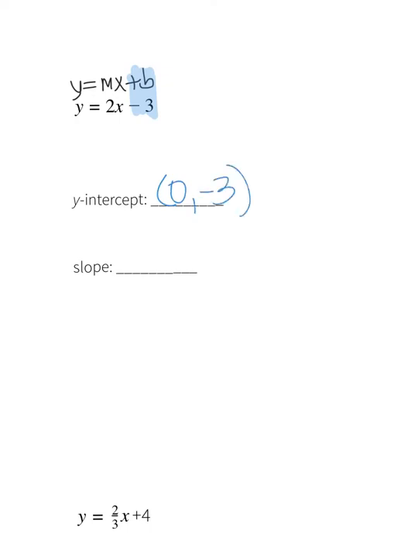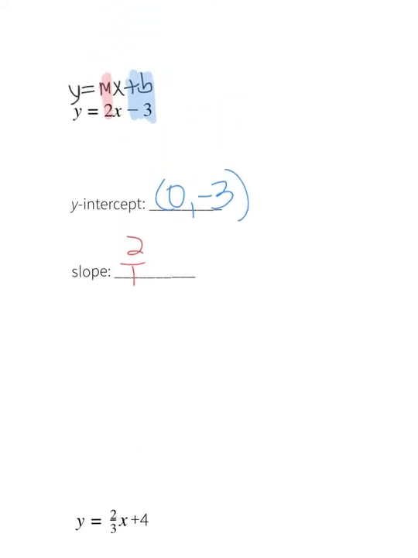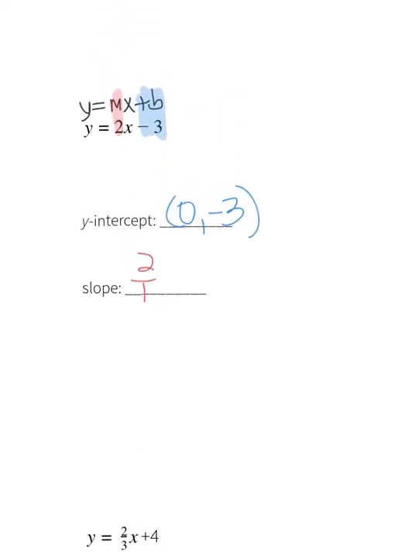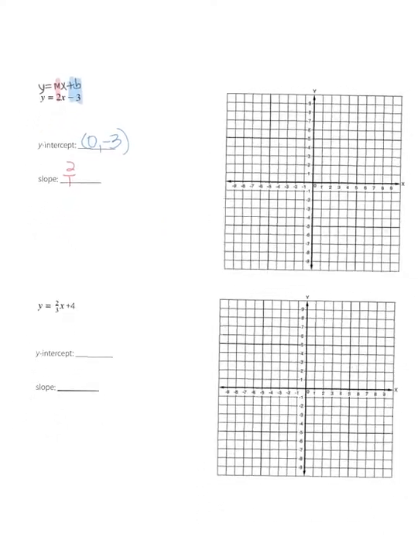Next, I'm going to identify my slope. My slope is m, so my slope here is 2, and when we have a whole number, we write it as 2 over 1. If you look at this example down here, this slope is written as a fraction 2 over 3, so you would just use this as your slope. But for this one, just to make it easier for you to graph, we write our whole number as over 1.